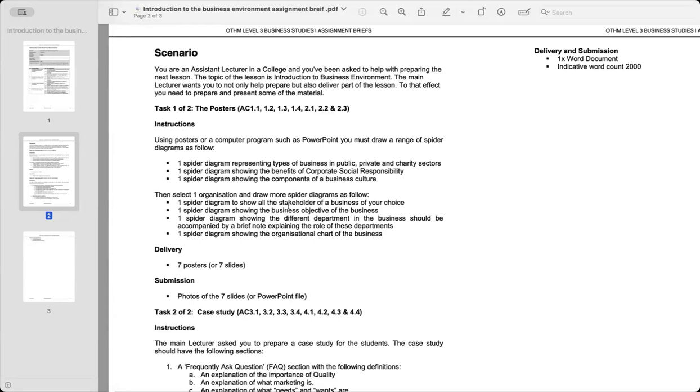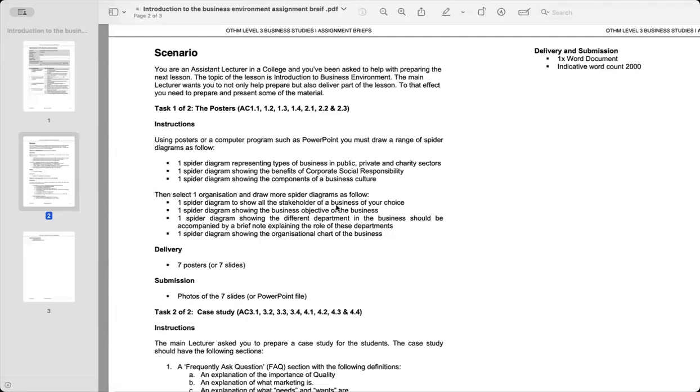Then, stakeholders of a business and your choice. Choose one organization, anyone, whatever you like to choose. So for example, Apple, Google, or a local company, and create a spider diagram to represent all of its key stakeholders. Example key stakeholders, if you remember, we discussed customers, employees, shareholders, suppliers, government, local communities.